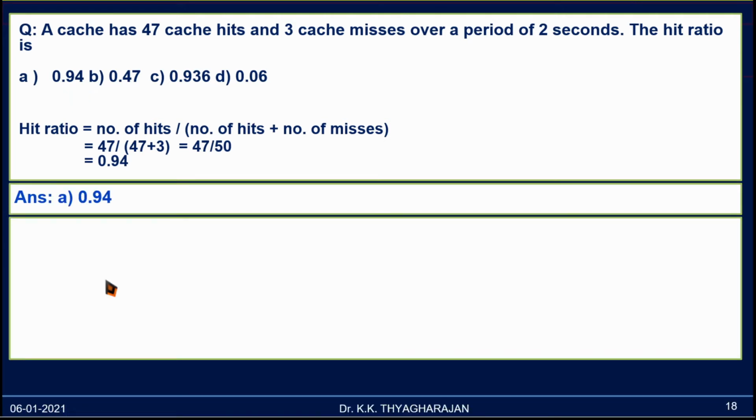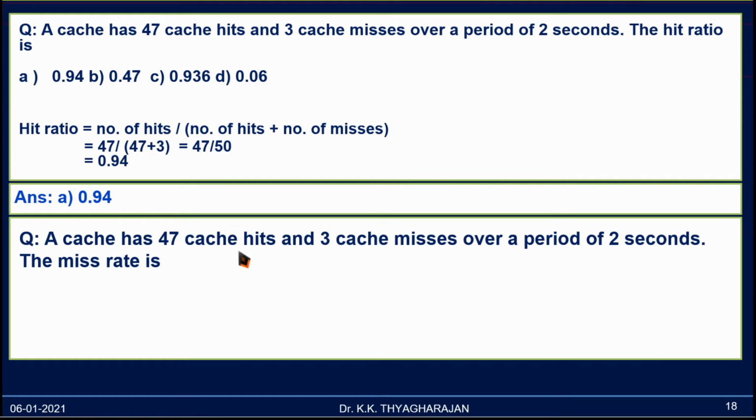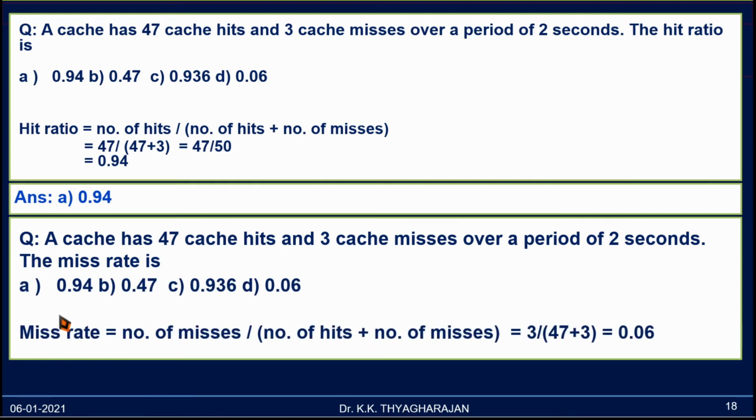Similarly, you see this problem. A cache has 47 cache hits and 3 cache misses over a period of 2 seconds. The same problem I have asked, but here you have to calculate the miss rate. So the miss rate is given by number of misses divided by the total number of requests, that means number of hits plus number of misses. Here number of misses is 3. So 3 divided by 47 plus 3 will be equal to 0.06. So D is the correct answer, 0.06.